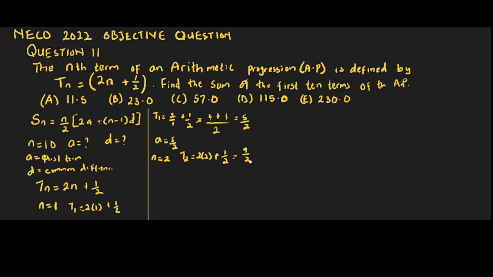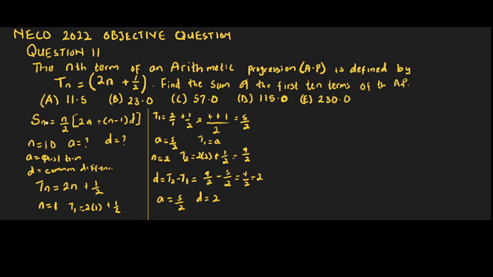Now we have gotten our T2, which is our second term. But we need our common difference. We know our common difference d is gotten from T2 minus T1. That means we have T2, which is 9 over 2, minus our T1, which is equal to a, the first term. Our T1 is 5 over 2. By the time we subtract this, we are going to have 4 over 2, and that's going to give us 2. So we now have our a to be 5 over 2 and our d to be 2.